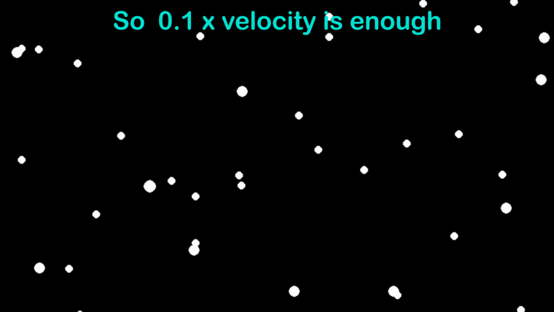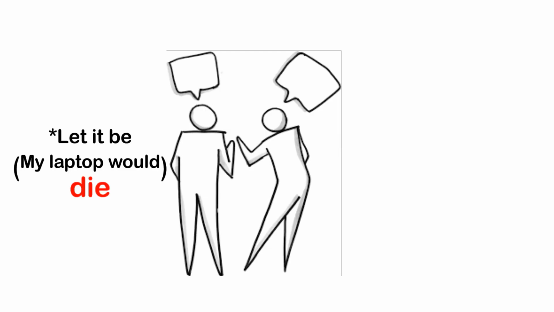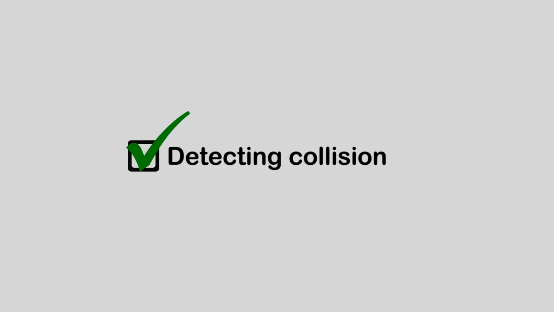So to be light on my CPU and also get some level of accuracy, I'm scaling it with 0.1. You may say, it's not accurate. But let it be, even laws of physics break at extreme conditions, so the program is no exception. Now we know how to detect the collision.